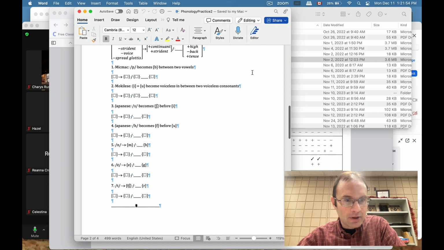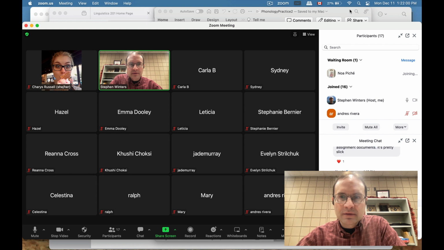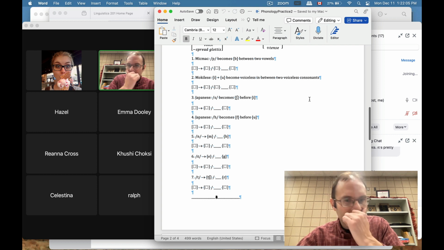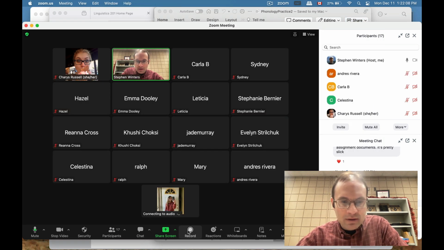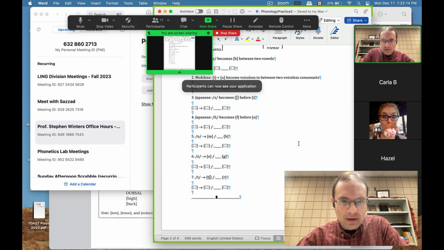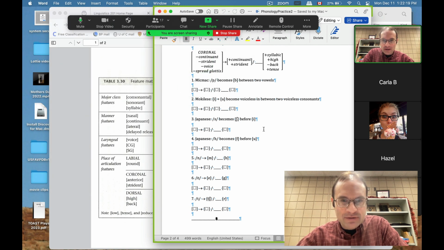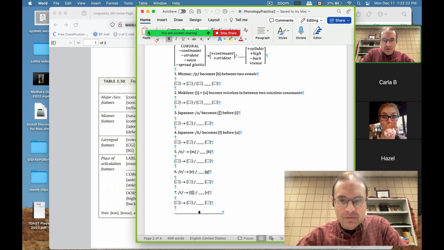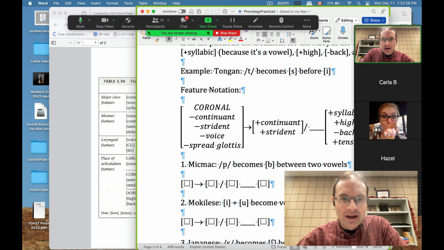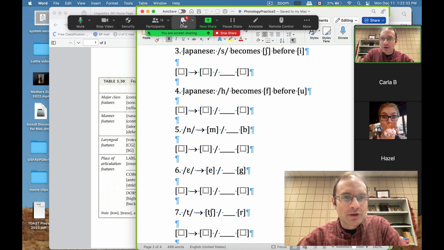My computer is going too slow. Why don't I share this with you? I don't think we did all these when we were working through practice exercises in class. This is the phonology set of practice exercises, and these are some rules. I think the ones towards the end we did not do. If you want to pick one, we can try to work through it together.